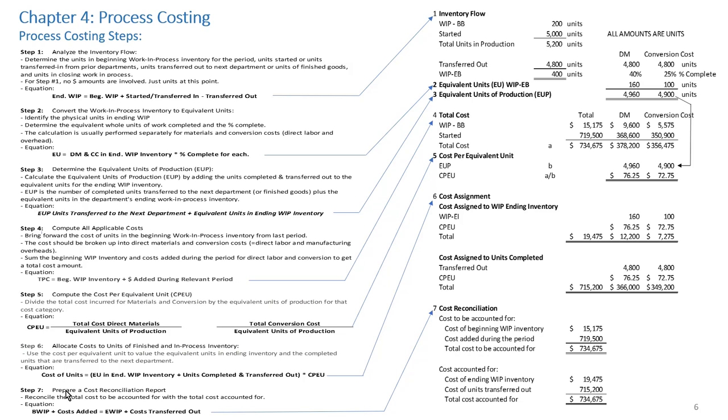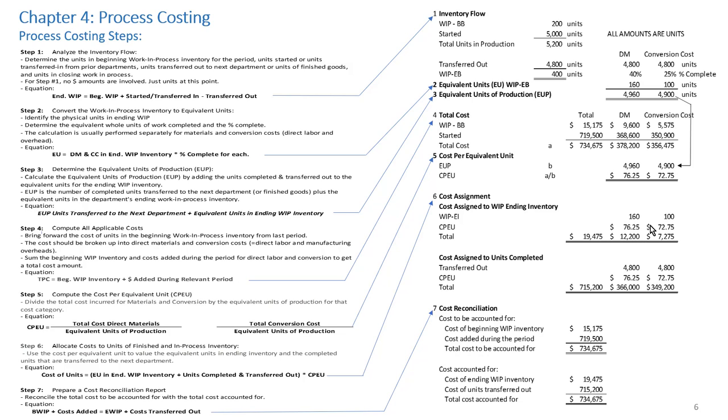Now that we have determined the cost per equivalent unit, we can move on to step 6, where we assign the cost to the ending work in process inventory as well as to the units completed. To assign cost to the ending work in process inventory, we take direct materials, the equivalent units produced of 160, and multiply it by the cost per equivalent unit of $76.25. When we do the multiplication, we get $12,200.